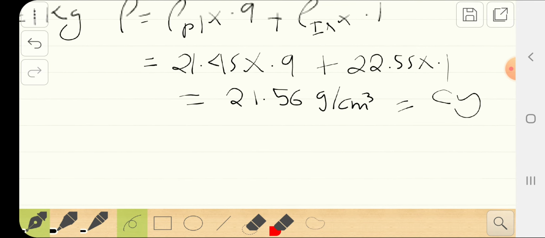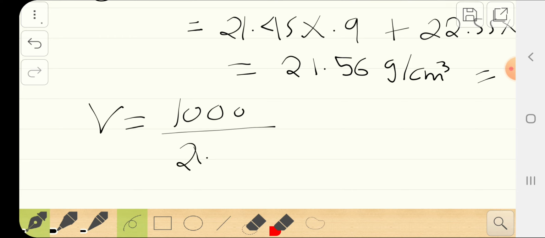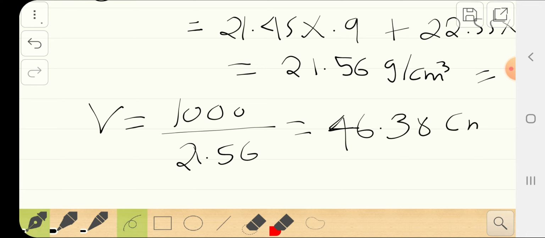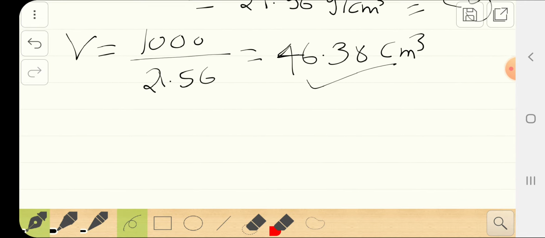Now we can find out the volume. We know the mass, which is equal to 1000 gram. Mass by density is volume. So it's 1000 by 21.56, and you get 46.38 centimeter cube. So that's the volume of that cylinder. You got it? Now you got the volume part.